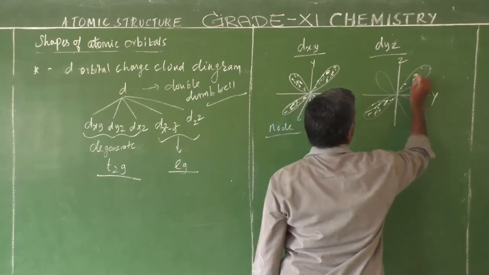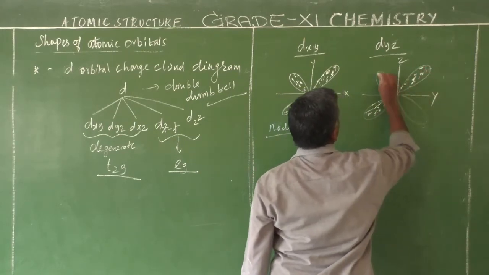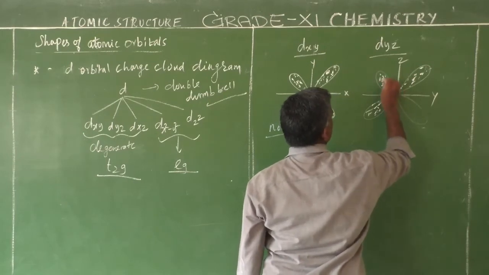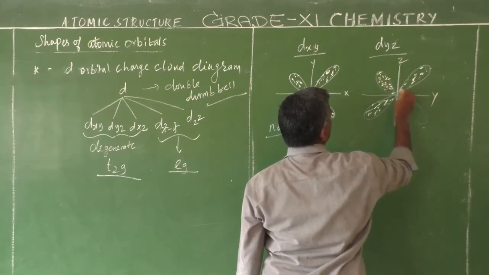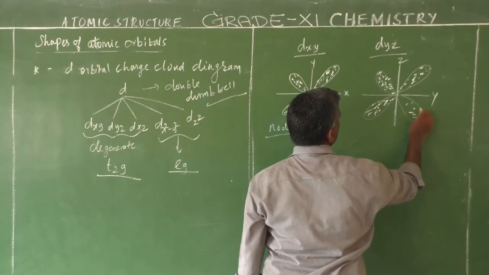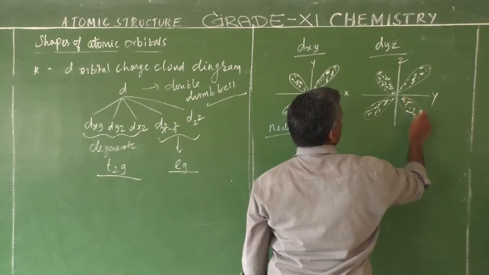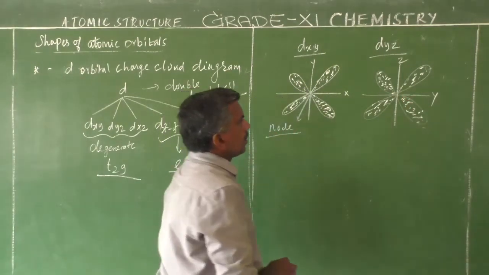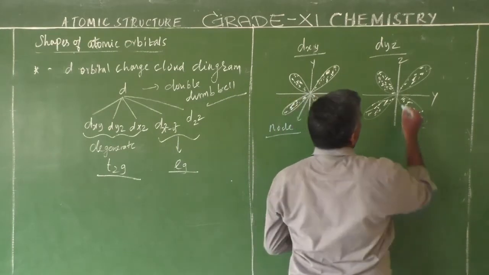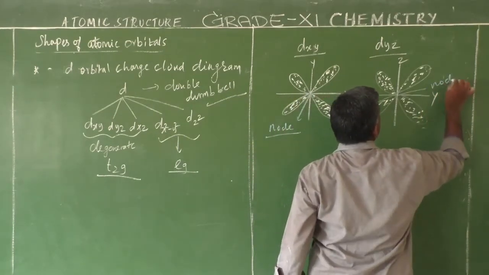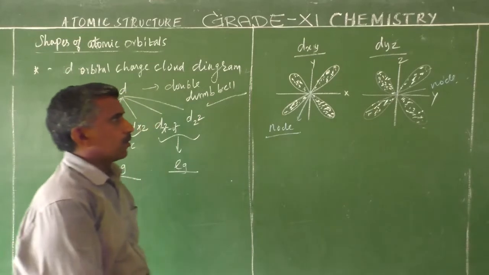This is the electron cloud. This is also electron cloud. Okay. This area is a node. This area is a node. This area is a node.